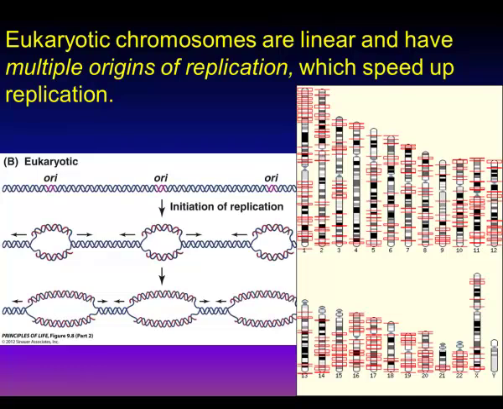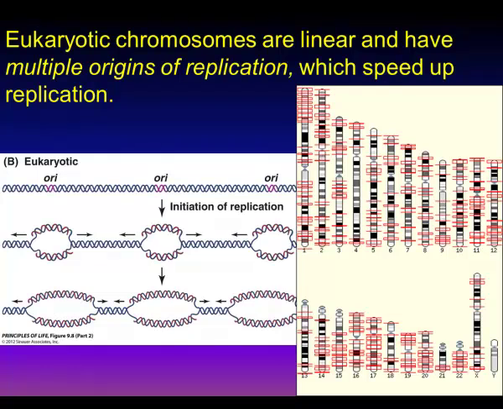Well, eukaryotes have very different chromosomes. They're linear, and they have very many chromosomes. In fact, in each one of your cells, there are 23 pairs of chromosomes, or 46 individual chromosomes. Again, these are linear, and they're very long, and it would take a very long time for these chromosomes to replicate. So unlike what we saw in prokaryotic chromosomes, eukaryotic chromosomes have multiple origins of replication.